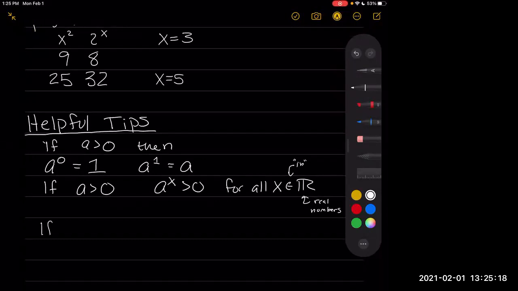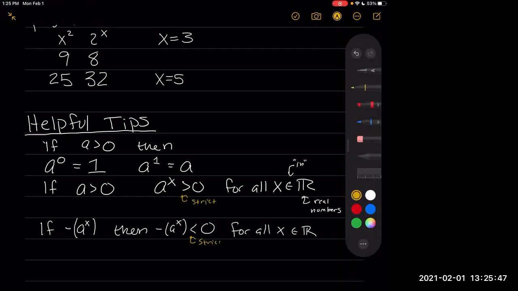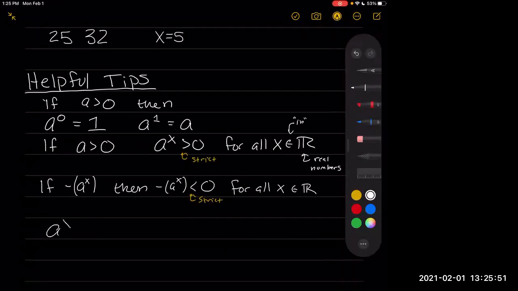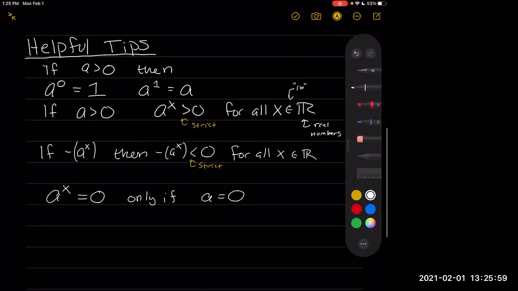And then if we have something like negative a, so it's going to look like this where you scale it by a negative, then this function negative a to the x will be less than 0 for all x. All right, and notice that this is a strict inequality in both places. So if we have a to the x equals 0, only if a equals 0. Also, if we take 1 to the x, this equals 1 for all x. So these are just some helpful ideas on how to start getting familiar with how exponentials work.